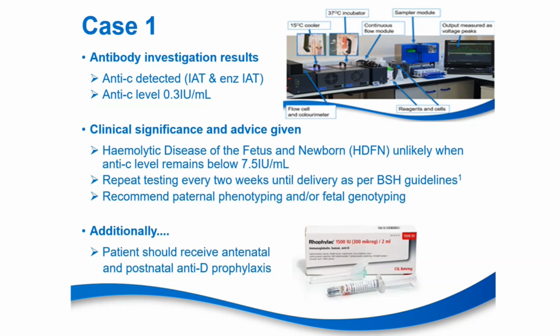So the clinical significance and clinical advice attached to this result and this level of antibody is that HDFN is unlikely when anti-little c level remains below 7.5 international units. So this is fairly low at 0.3, but we would recommend, in line with BSH guidelines, to repeat the testing every 2 weeks until delivery, as this patient's already passed the 28-week mark. And we would also recommend paternal phenotyping and or fetal phenotyping. In addition, with this patient being D negative, we also add the advice that the patient should receive antenatal and postnatal anti-D prophylaxis.